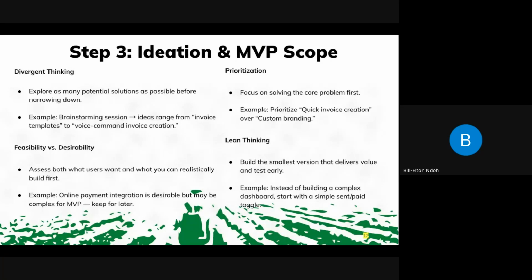That's why we call it prioritization. So focus on solving the core problem first. Remember, you already have the core problem, and then you have different solutions in your head, right? Remember, my core problem here was that this freelancer wants to send an invoice. So what I'll prioritize here is quick invoice creation over custom branding. So my user just wants to create an invoice and send it to the client.